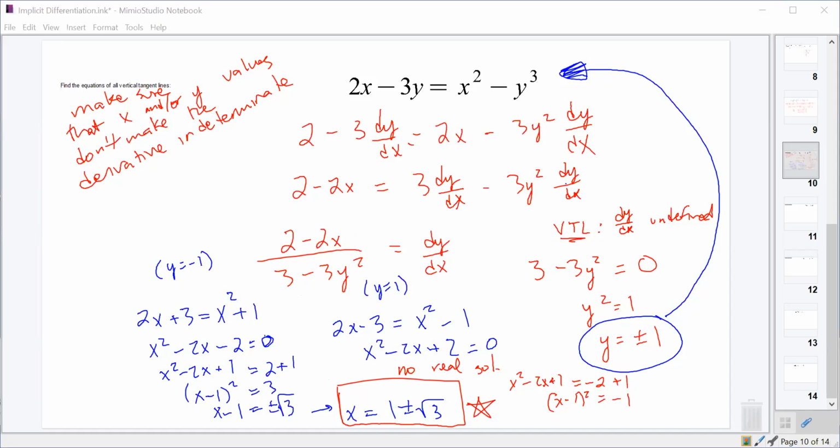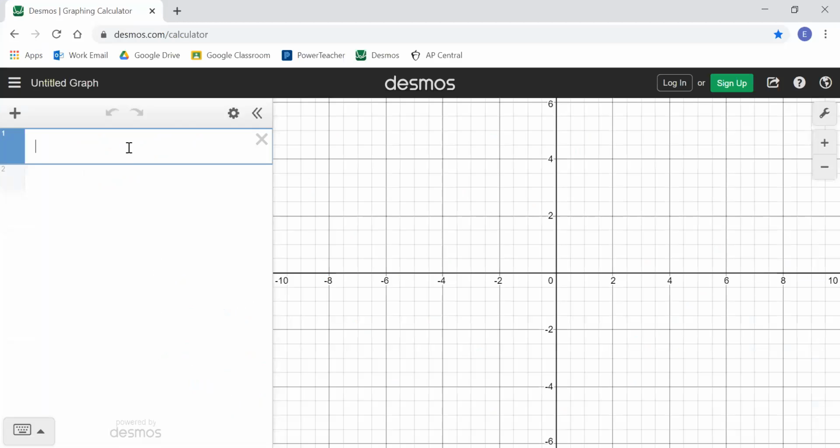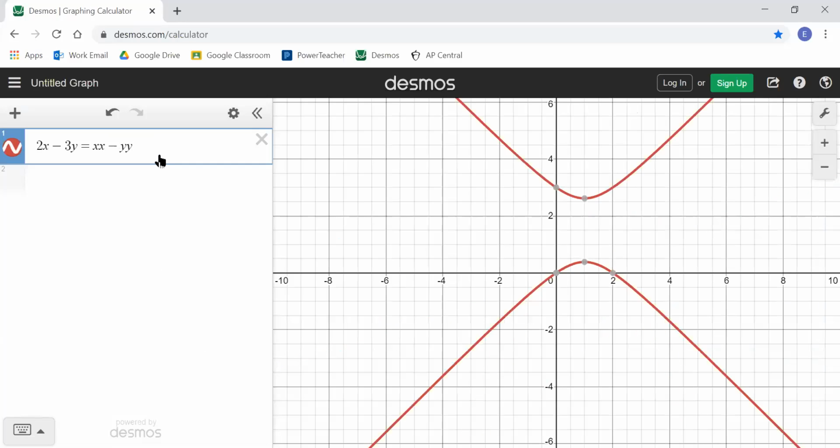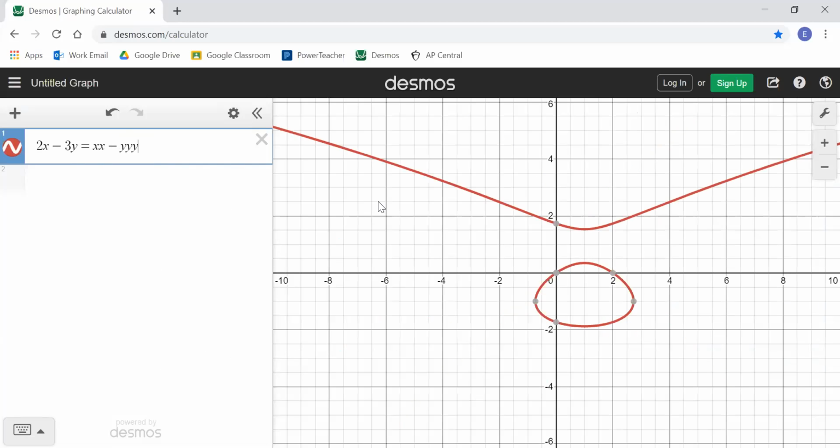And if we were to graph this on Desmos, let's see, what was our original equation? It was 2x minus 3y equals x squared minus y cubed. Right? So we got this little hyperbola looking thing here. We got this fun looking thing.